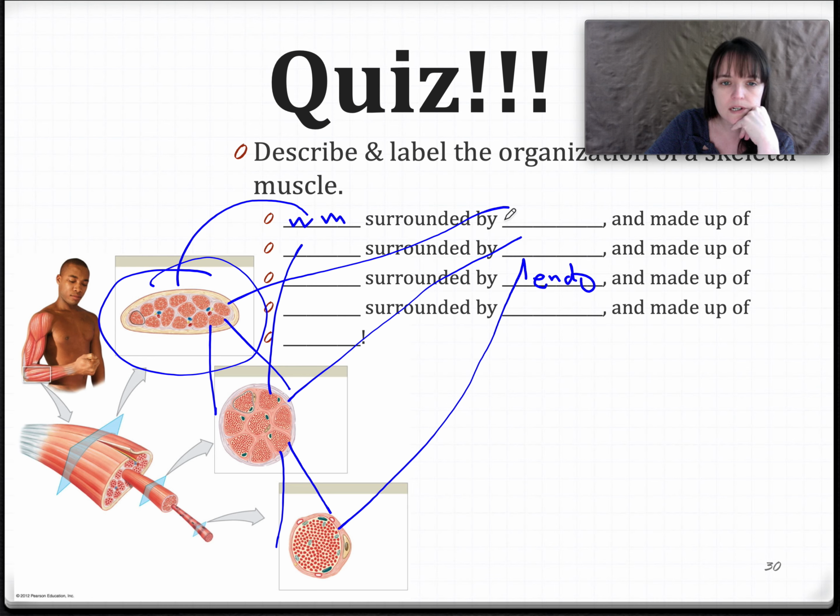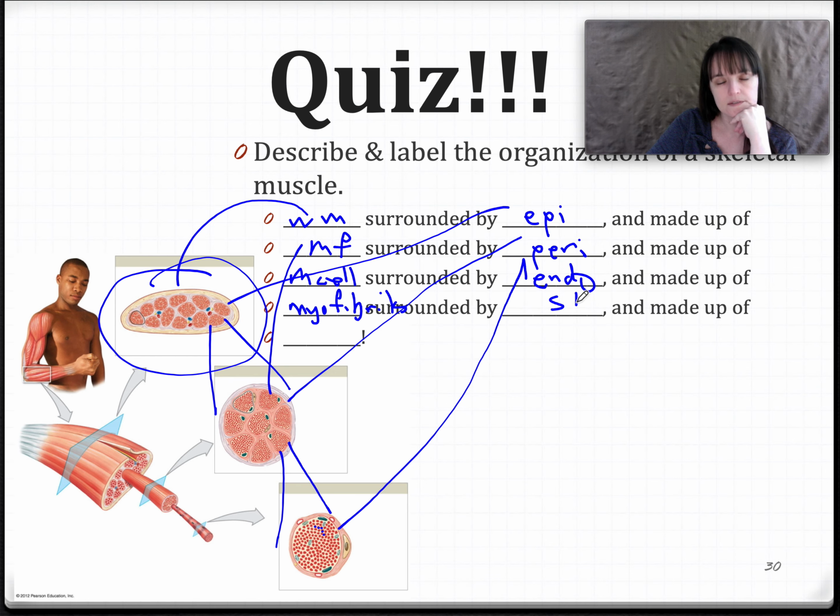Whole muscle surrounded by epimysium. And muscle fascicles surrounded by perimysium. And then muscle cells or fibers surrounded by endomysium. And in each of these are these little red rods. The rods are each myofibrils. And they're surrounded by sarcoplasmic reticulum, the lacy sweater sleeve.